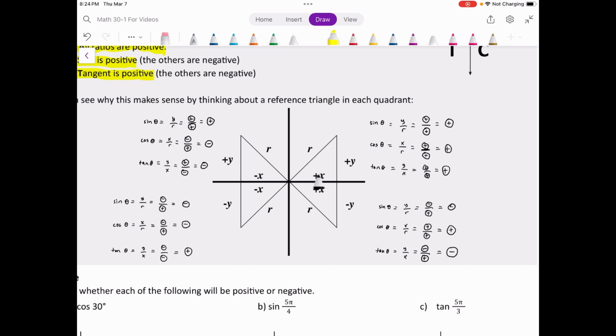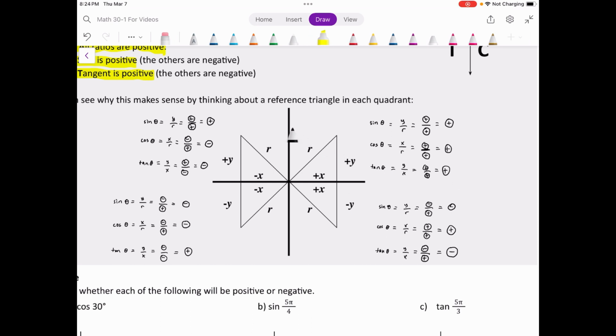In the first quadrant, x and y are both positive. So no matter what combination you do here, you're doing a positive over a positive, right? A positive y over a positive r, that's a positive over a positive, it's positive. A positive y over a positive x, right? Opposite over adjacent. Well, opposite is a positive value, adjacent is a positive value, so positive over positive is positive.